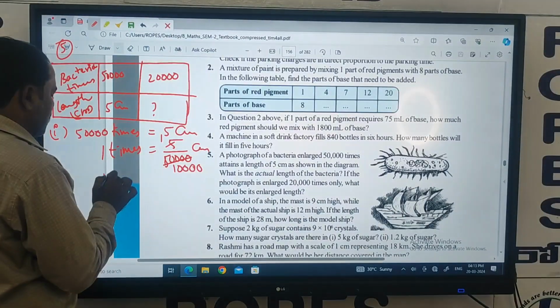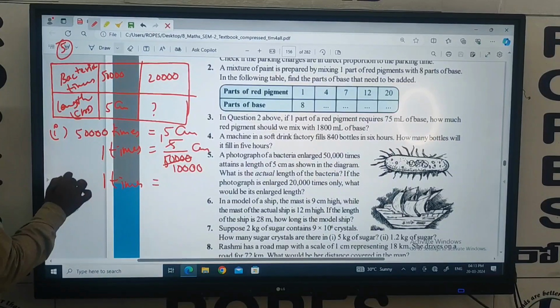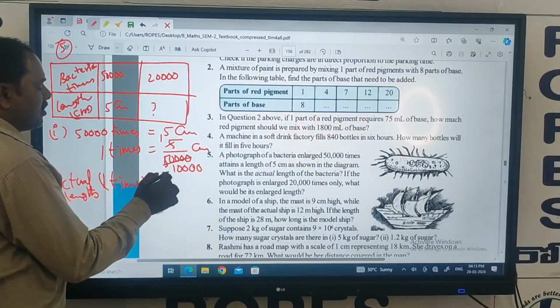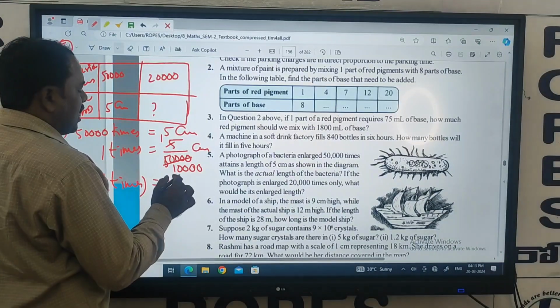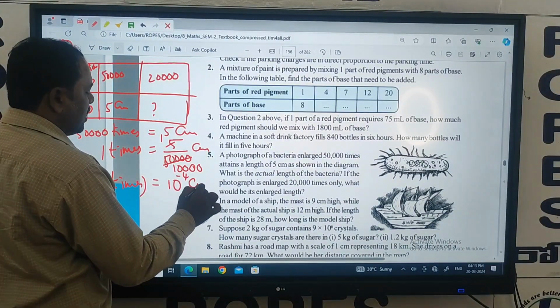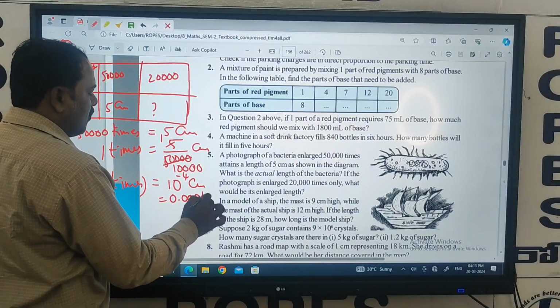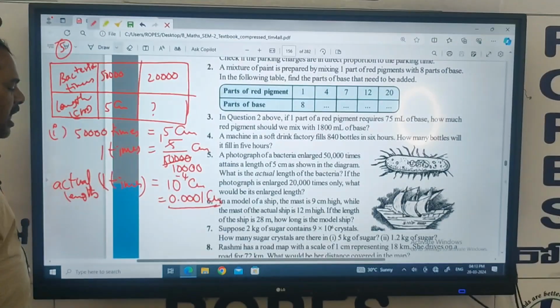5 ones are 5, 10,000s are. Okay, so one time, that means the actual length, is equal to 10 power minus 4 centimeters. That is nothing but 0.0001 centimeters. This is the actual length of the bacteria.